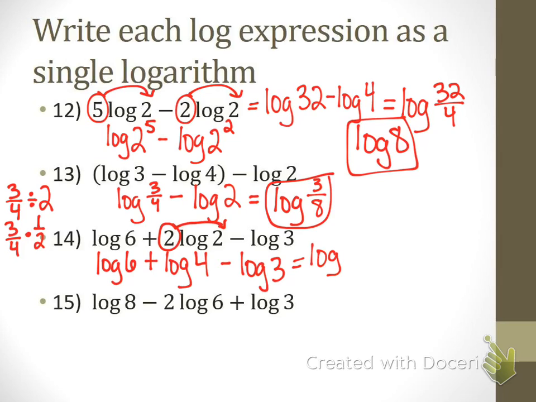24. Okay, when we are changing an addition problem, we use multiplication. So 6 times 4 is 24 minus log of 3. Last property we can apply: division, or quotient. So this is going to become log of 8. 24 divided by 3 is 8.